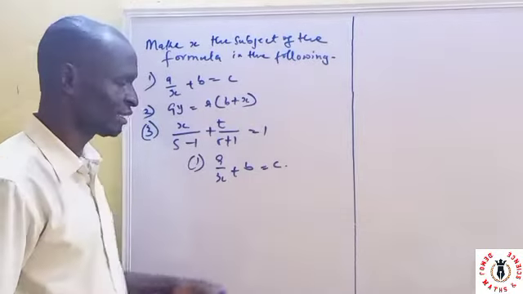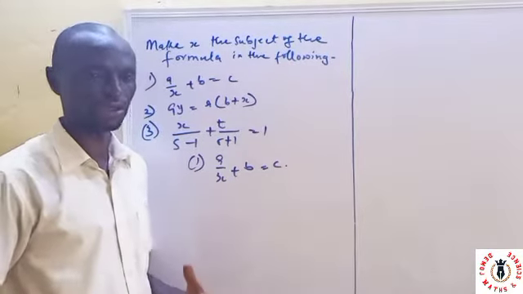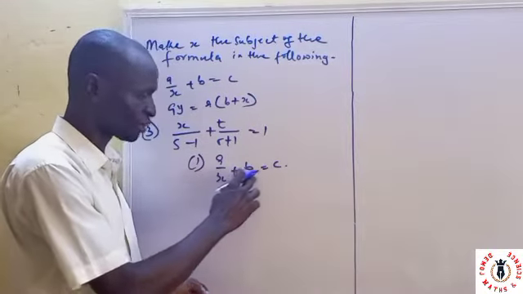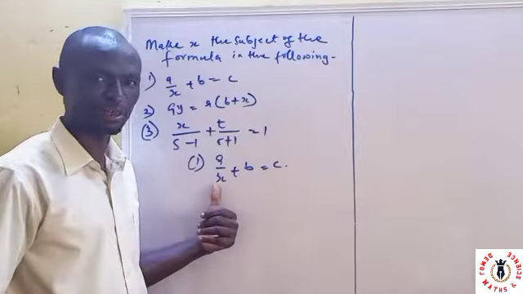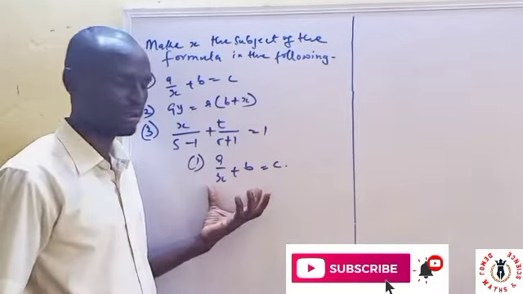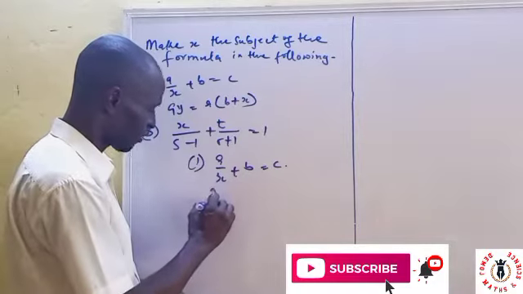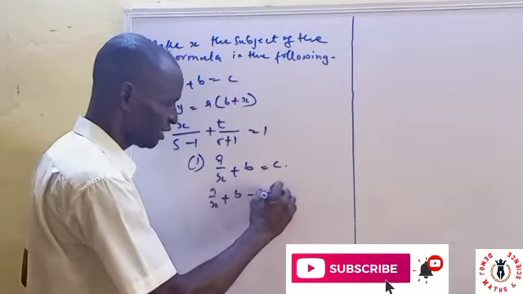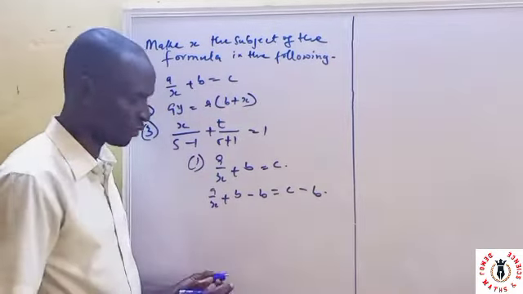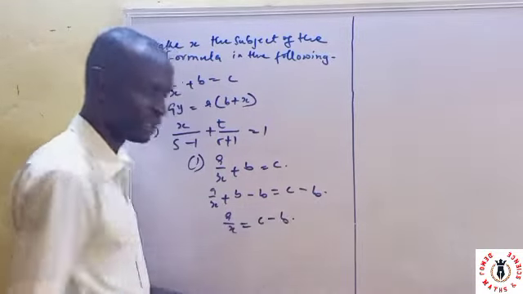Remember in our former lesson where we dealt with subject of the formula, we said where we have addition, the opposite of addition is what? Subtraction. If my a over x plus b is equal to c, and I need to make x the subject of the formula, my b is being added to the x. So what do I do? I subtract the b first, so that a over x plus b minus b is equal to c minus b. B minus b obviously is equal to 0. A over x is equal to c minus b.